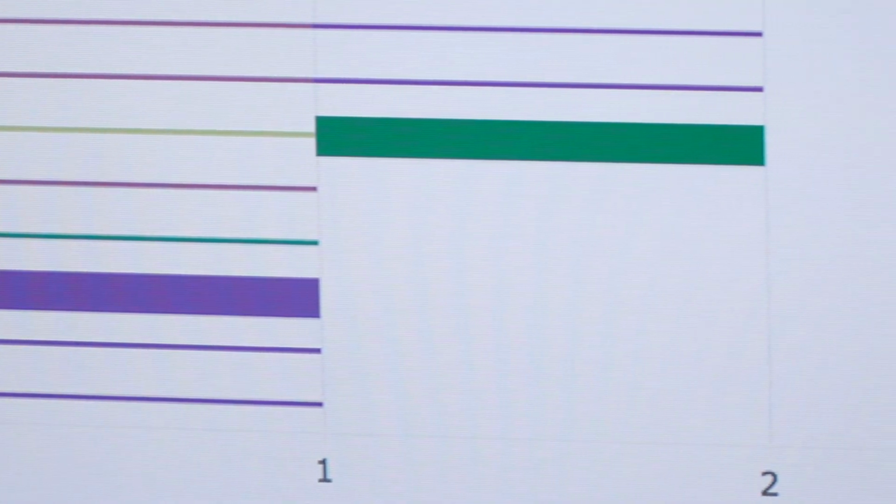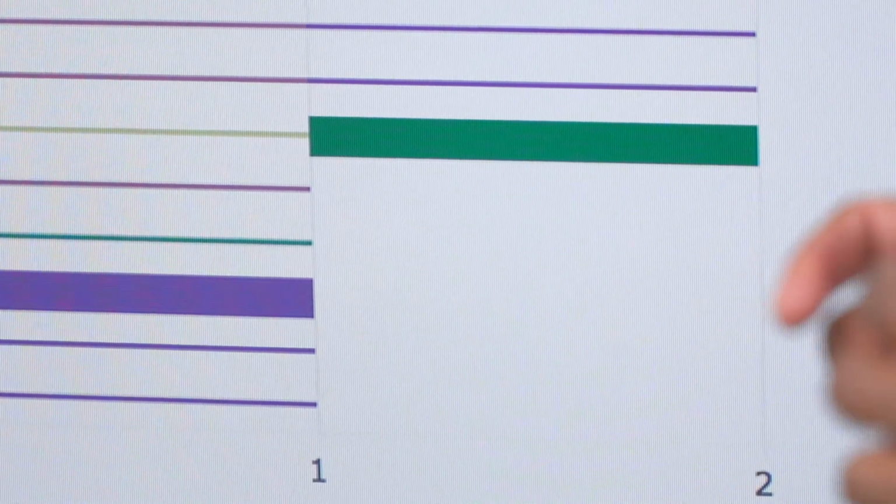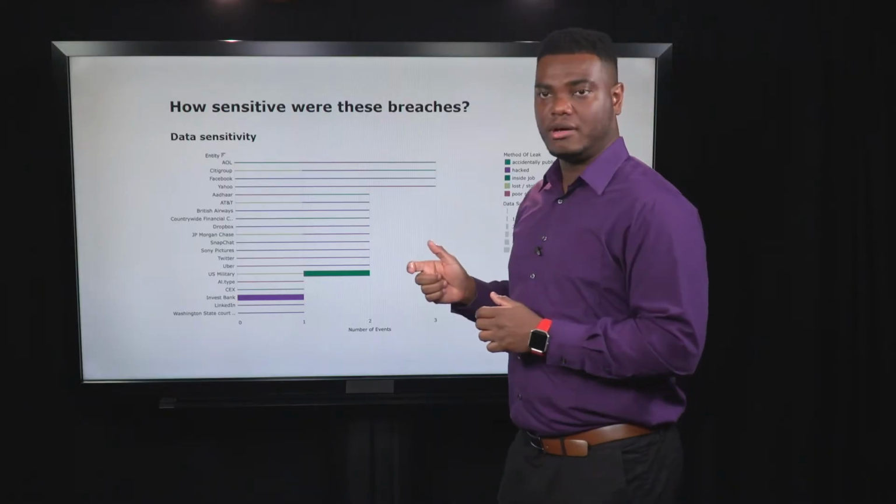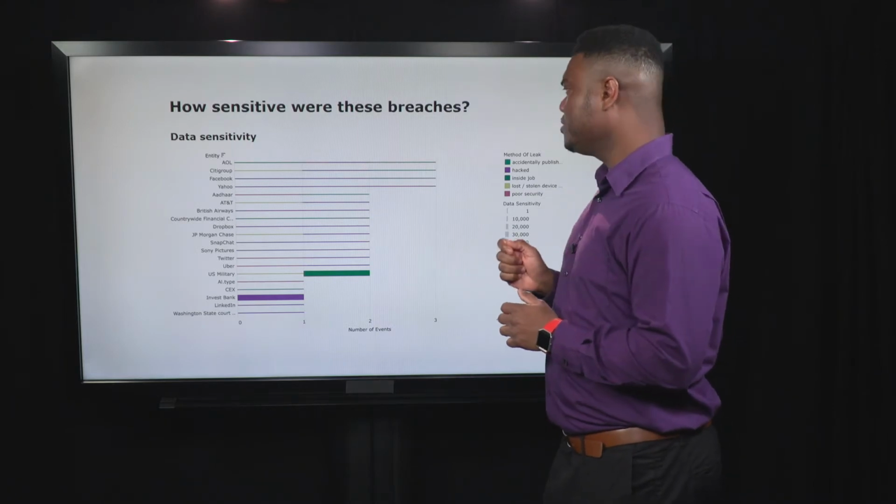And so I think what's most important here is not so much the number of events as it is the severity of what was lost. And so I thought that was really powerful.